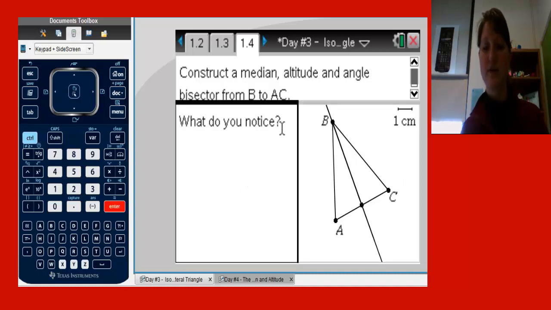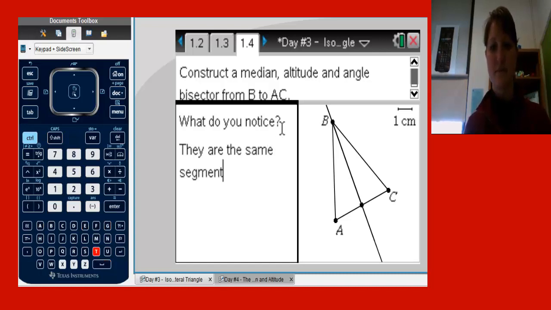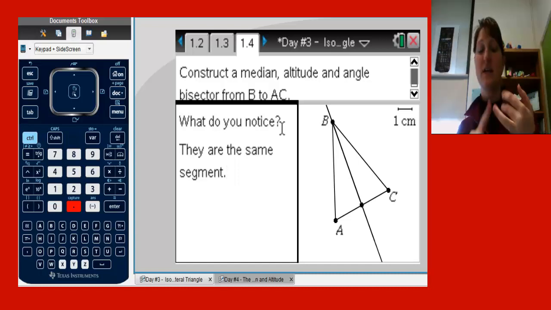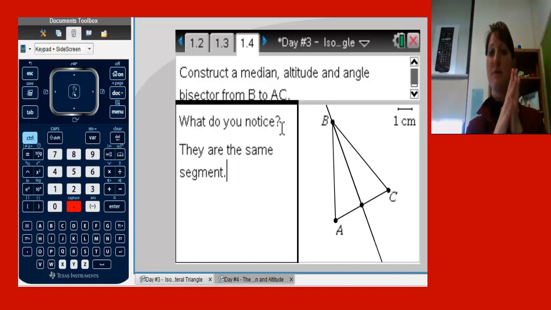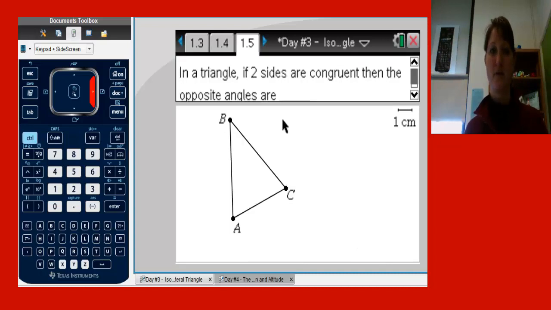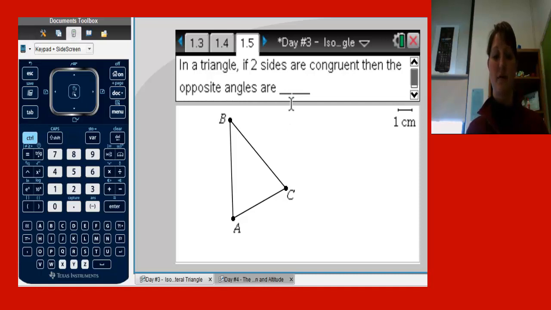Well, all three of those segments, the median, the altitude, and the angle bisector, actually are the same segment. That does not happen all the time. It only happens when you have two sides that are the same. So if you're drawing a median, an altitude, and an angle bisector through the middle of an angle where those two sides are the same, then they will be the same exact segment. Okay, so in a triangle, if two sides are congruent, then the opposite angles are congruent.